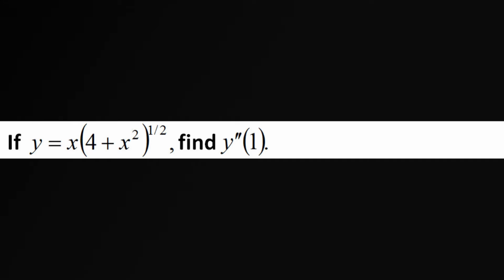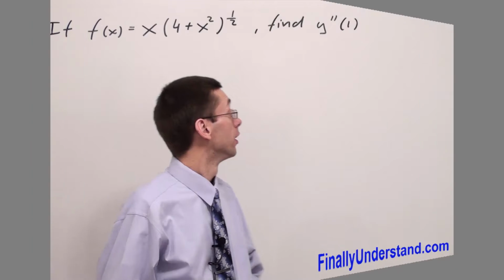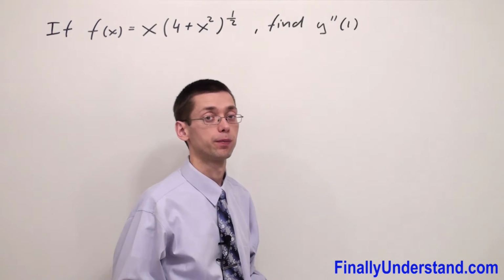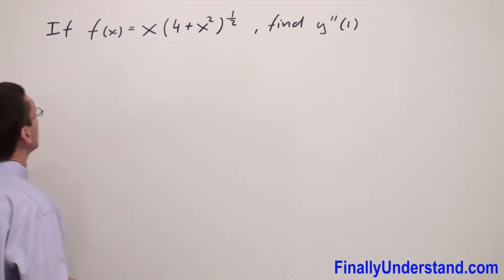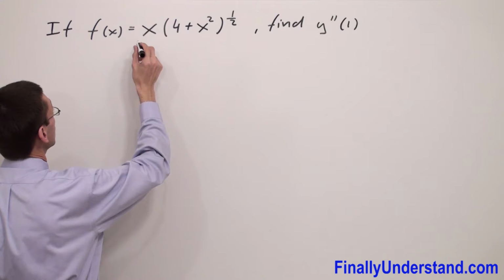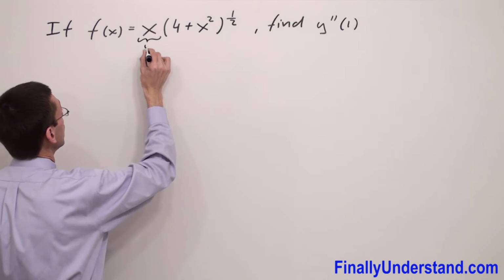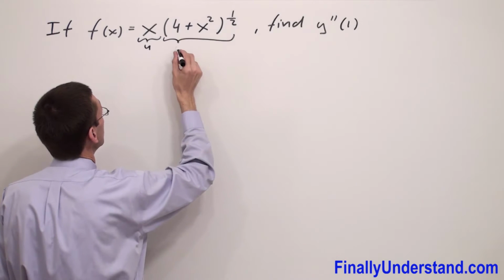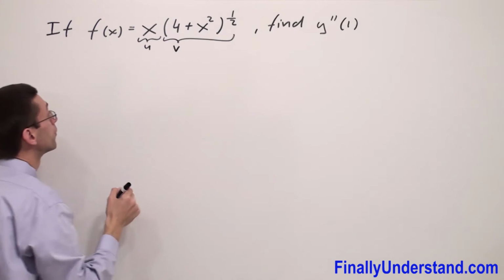Let's take a look at this example. This time we're supposed to find the second derivative for x equals 1. So we have to find the first derivative. So this is going to be my u, and this term is going to be my v.